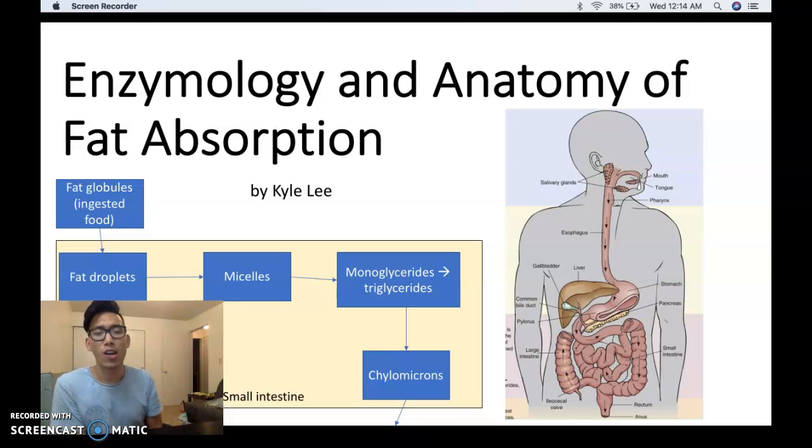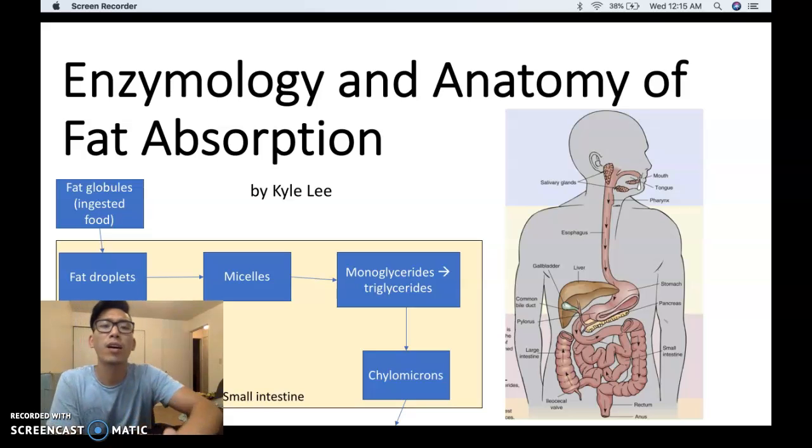Hello, my name is Kyle, and in this presentation, I will be talking about the enzymology and anatomy of fat absorption. Now, the figure to my right represents the human digestive system, and all macromolecules, whether that is carbohydrates, protein, or lipids, pass through this system.